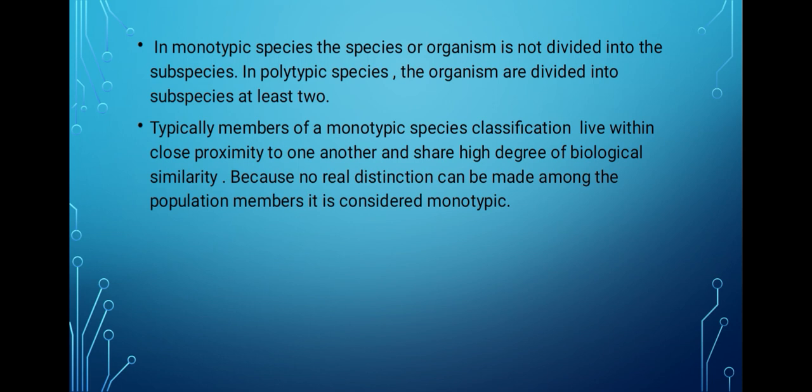In monotypic species, the species or organism is not divided into subspecies. In polytypic species, the organism is divided into at least two subspecies. Typically, members of a monotypic species live within close proximity to one another and share a high degree of biological similarity. If no real distinction can be made among the population members, it is considered a monotypic superspecies.